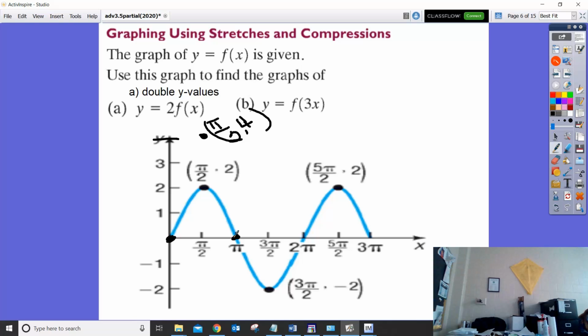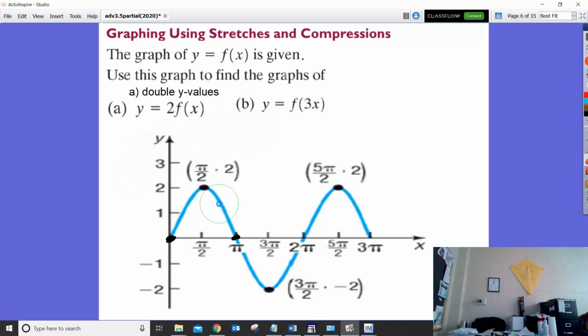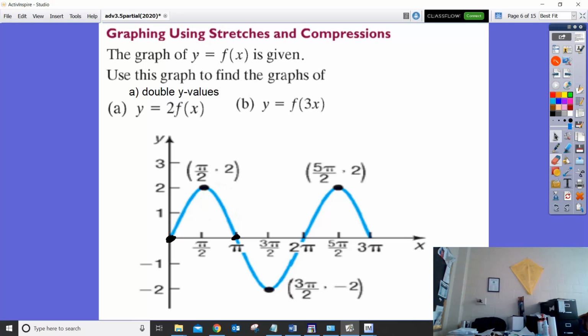I wish I had more room on the board now, don't I? You guys have plenty of white space on that, don't you? I do not. So I got to move some stuff around.